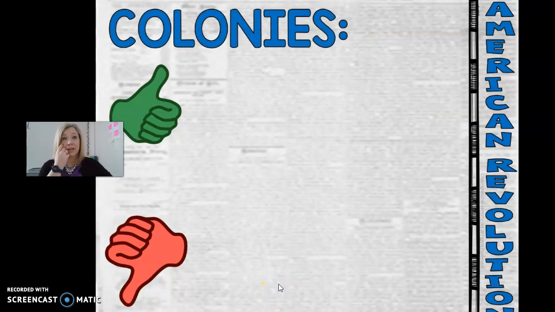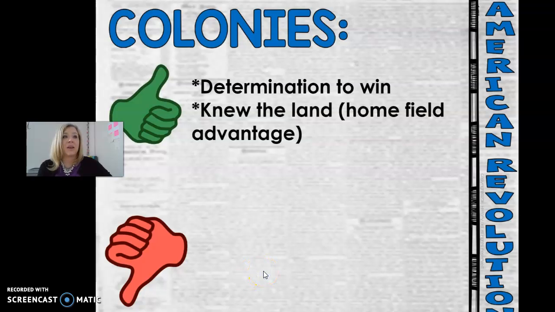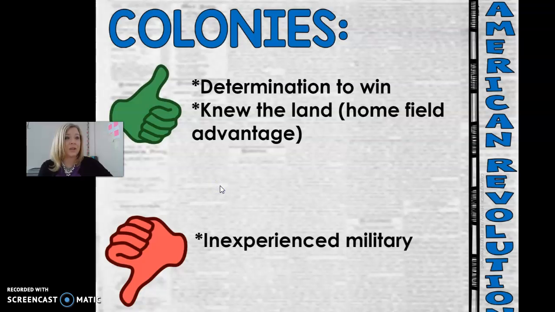Let's talk about our colonists. They have some advantages. First of all, they are determined to win. This is a fight for independence. This is a fight of will, and this is what is really motivating and driving them. So they want to win, okay? They have motivation to do this. They also know the land because this is where they live. They have their families, they have their jobs, they have their farms. They know the woods, the mountains. They're very familiar, so this is certainly an advantage.